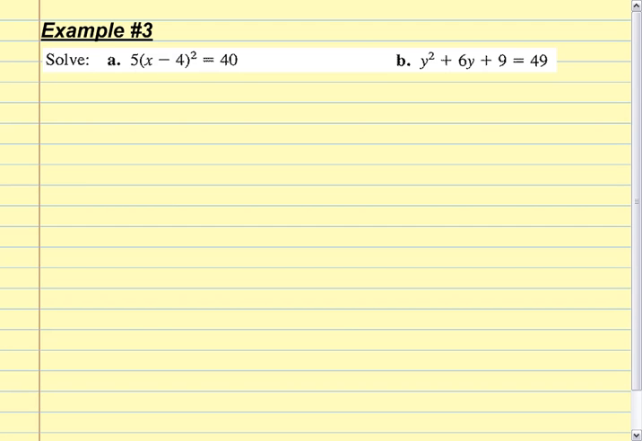Okay, folks, example number 3. Oh, look. B is like one that I was talking about at the end of the last example. We'll get to that in a minute. But let's look at A.